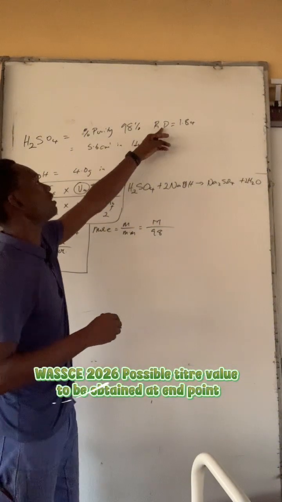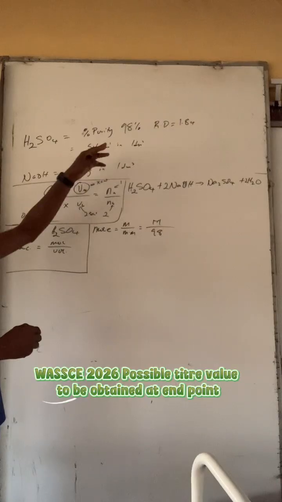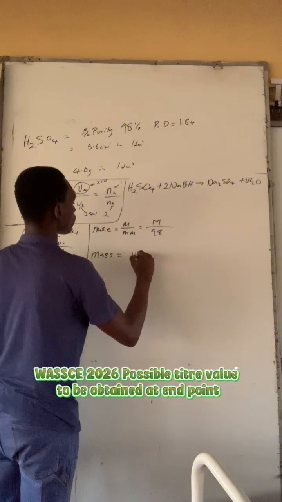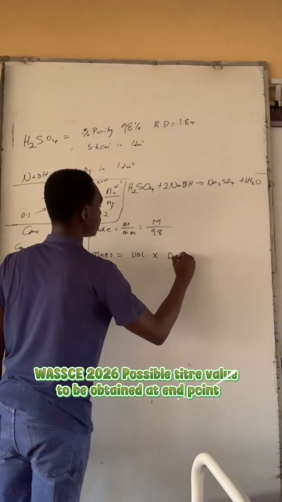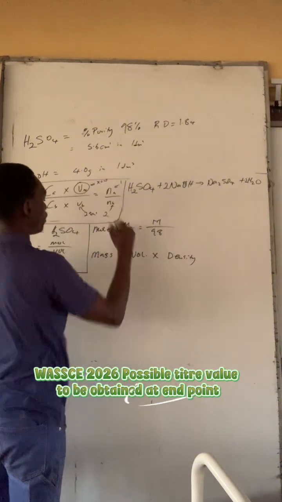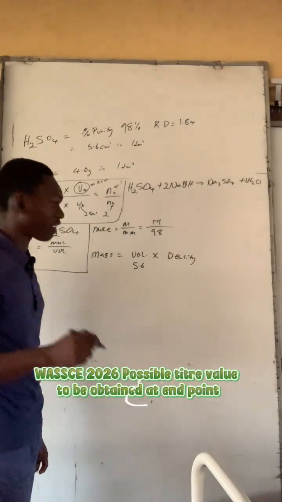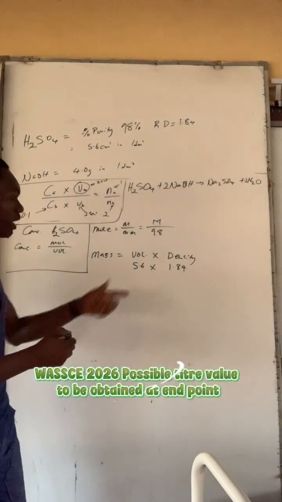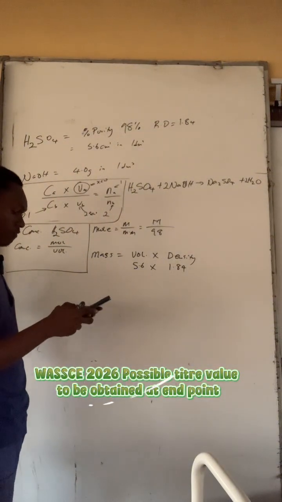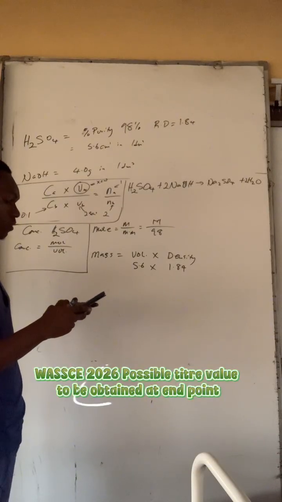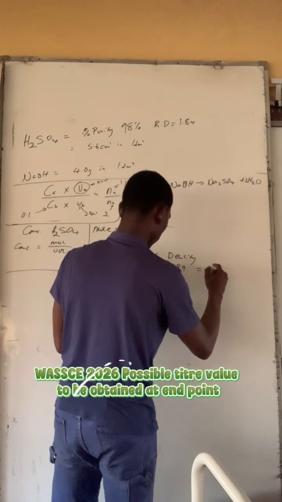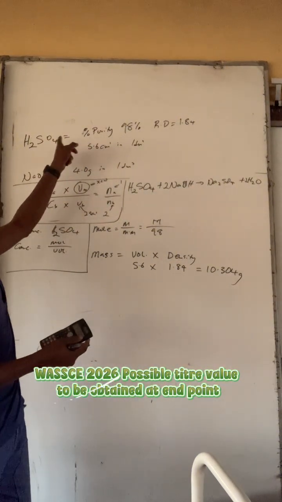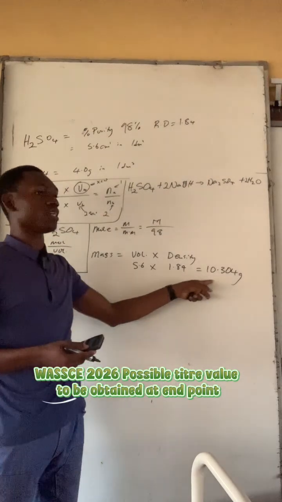Based on the relative density and the volume given to us, we can get the mass, because we know that mass is equal to volume times the density. The volume is 5.6, times the density, 1.84. So let's simply multiply that to get the mass. 5.6 times 1.84 simply gives us a mass of 10.304 grams.